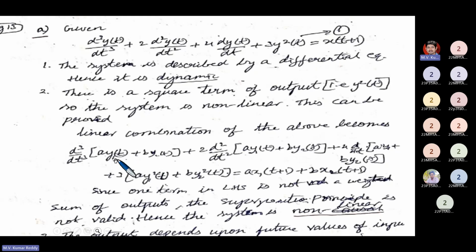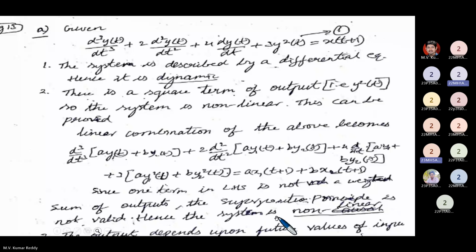See here, y1, y2, y1, y2. Here, y1 square plus y2 square. So squares cannot be allowed. So it is not linear. So it is called non-linear. Since one term in the LHS is not the weighted sum of the outputs, the superposition principle is not valid. Hence, the system is non-linear. Okay, got it?